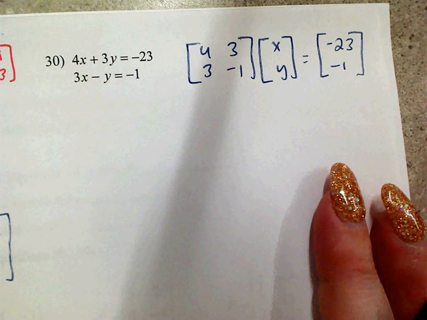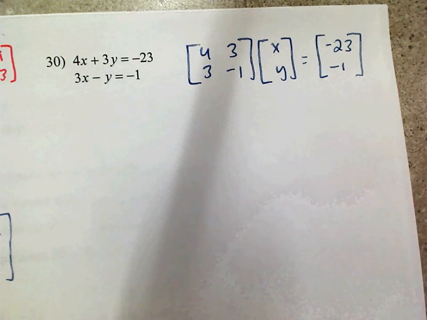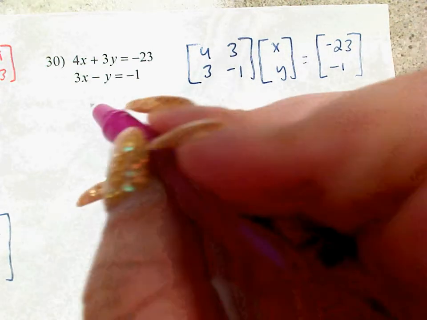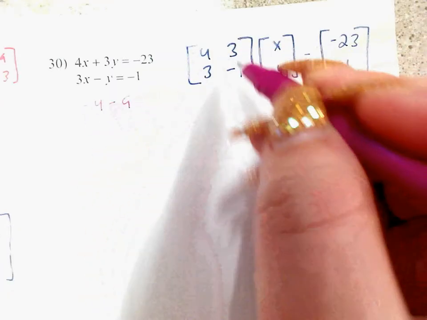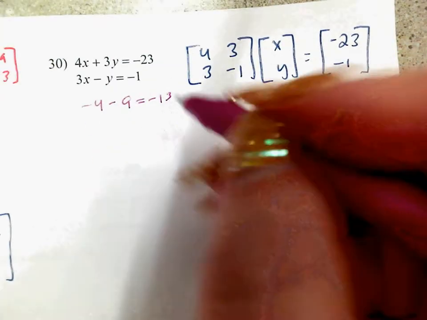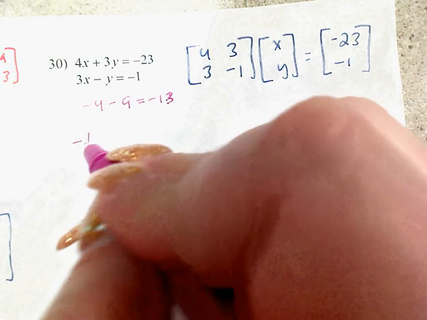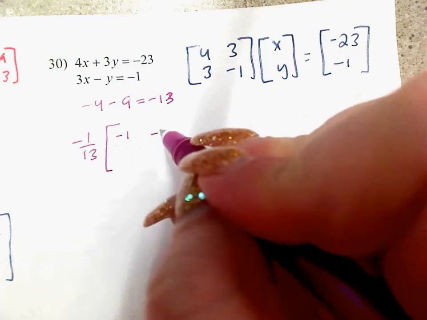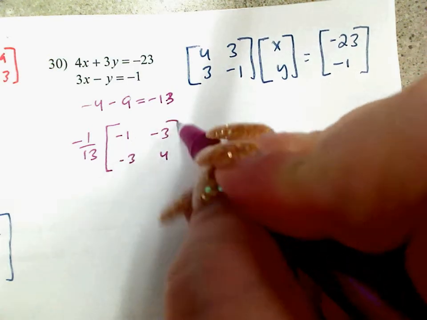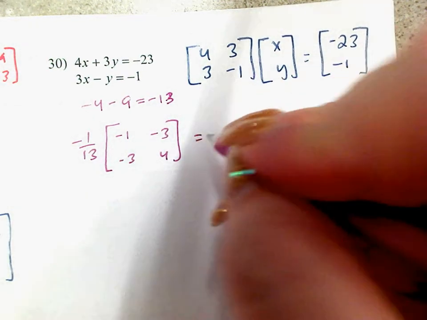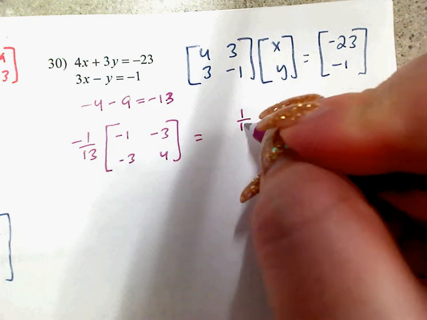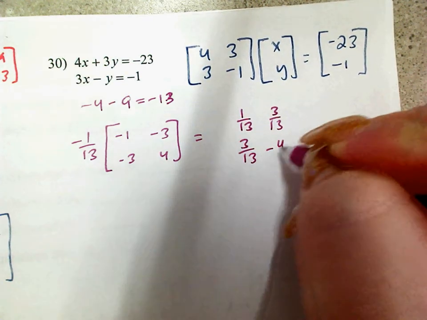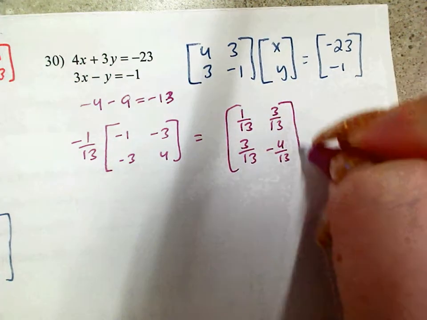All right. We're going to figure out the multiplicative inverse. We need to find the determinant. So negative 4 minus 9. That's a negative 13. So I've got negative 1/13 times the adjugate. So that's negative 1, negative 3, negative 3, and positive 4. So my multiplicative inverse is 1/13, 3/13, 3/13, and negative 4/13. And that's what we multiply both sides by.